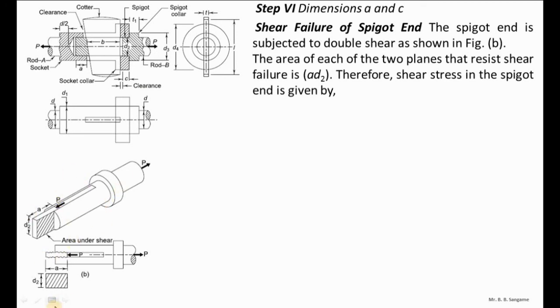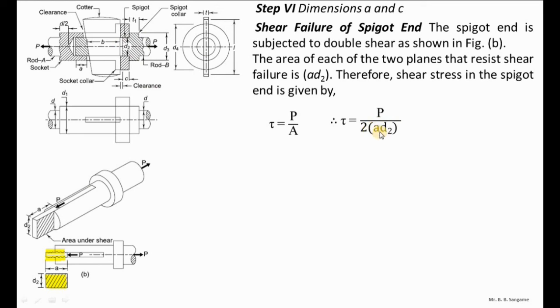Here you can see that after the application of force P, there is a possibility of failure of the spigot end in shear. This portion of the spigot end can get torn off in a double shear manner. So we need to calculate this area while considering the shear failure. This area under shear is A into d2, but here there is double shear, so tau equals P by area, which is 2 into A into d2. Here A is the end part of the spigot, and d2 is the diameter of the spigot.